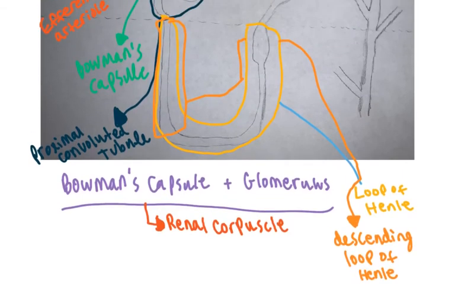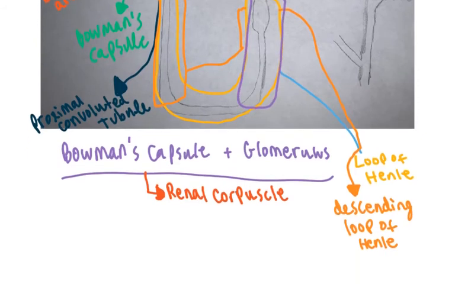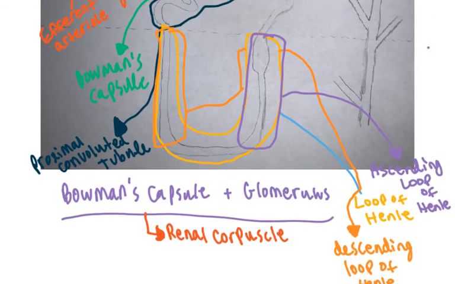Then the next structure, the ascending loop of Henle. So this part is the part of the loop of Henle that's ascending. This structure right here altogether is going to be called the ascending loop of Henle. So let me write that down. All of this is going to be our ascending loop of Henle.